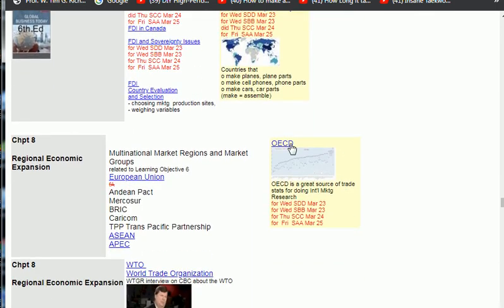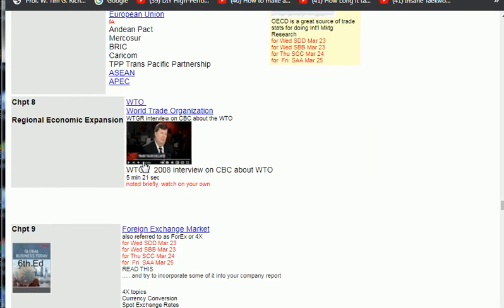OECD, which I talked about in class, is a source of information. You might be able to mention that in your report, but not necessarily. The World Trade Organization I talked about in class on March 30th, and I will talk about it also on the 31st and April 1st. That's an organization whose purpose is to adjudicate and rule between two countries that are competing about something like, for example, a tax or tariffs on steel coming out of Brazil versus steel products manufactured in Canada.